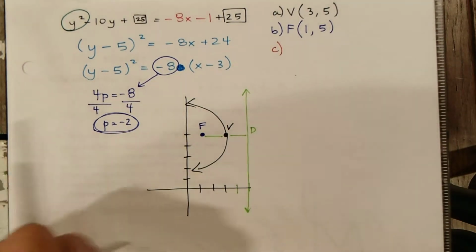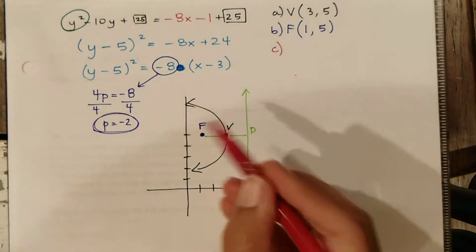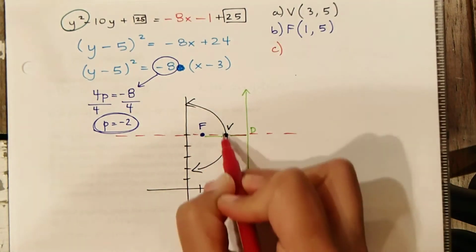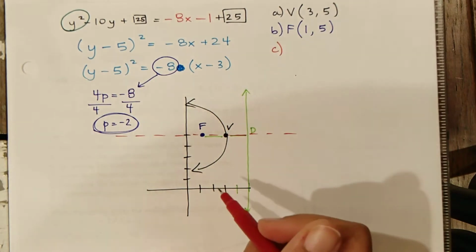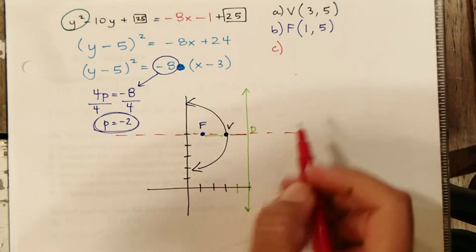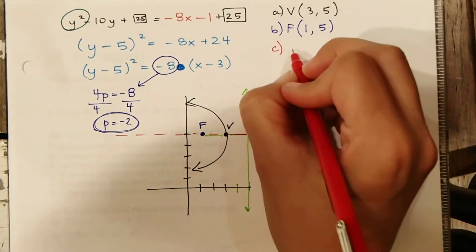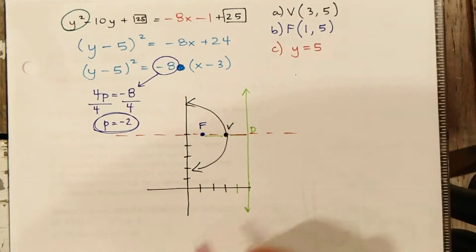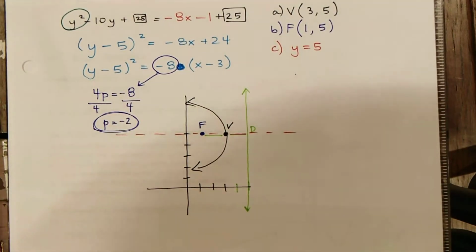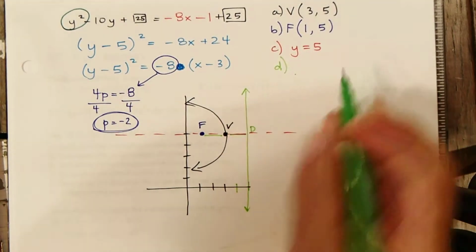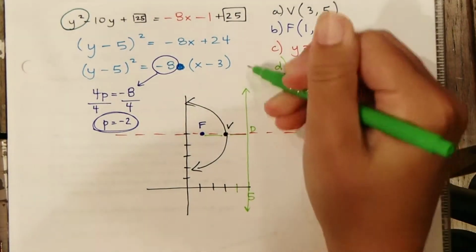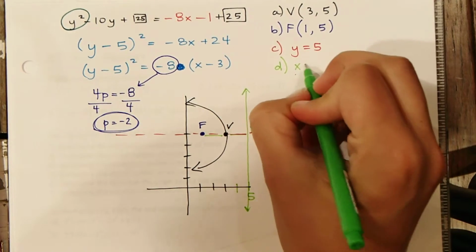Okay, so part C, the axis of symmetry. So the axis of symmetry, if you can see, it goes along right here. Symmetrical on both sides. Not exactly in my drawing, I'm sorry, it's not drawn to scale. But that is the axis of symmetry. So the equation of that line is y equals 5. Now D, the directrix, we already found that. We plotted it on the graph. That is at 1, 2, 3, 4, 5, and it's going up and down. So it's at x equals 5.